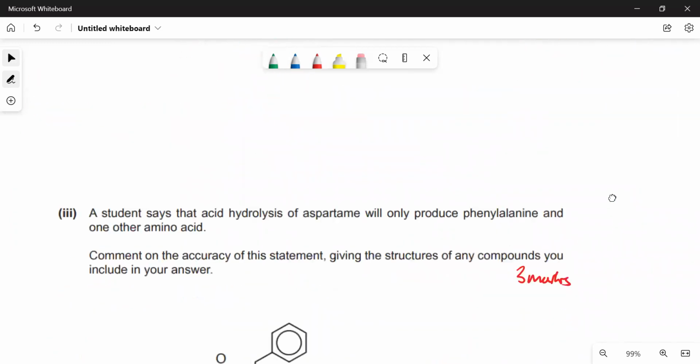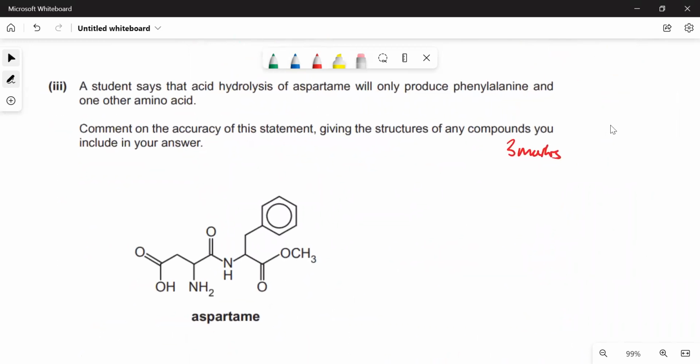Okay, a student says that acid hydrolysis of aspartame will only produce phenylalanine and 1 other amino acid. Comment on the accuracy of the statement. Okay, then that isn't right. Now let's have a look at this diagram here. We can see, give the structure of any compounds you write. Right, we have got a peptide bond here. Okay, so we're going to break that peptide there. But if you look here, we have also got an ester linkage, right? So we've got an ester linkage there. That is also going to be broken.